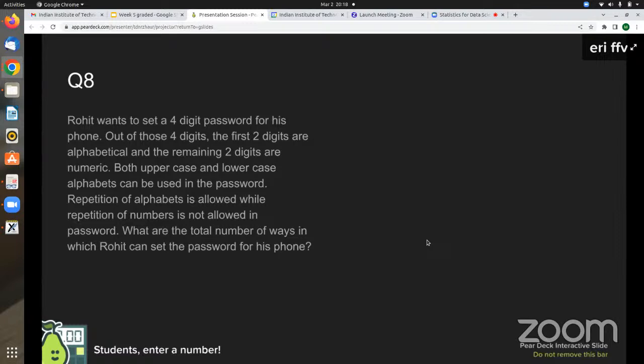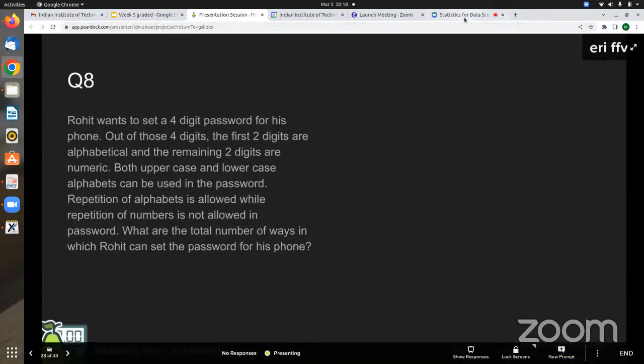Question 8: Rohit wants to set a 4-digit password for his phone. Out of those 4 digits, the first 2 are alphabetical and the remaining 2 are numeric. Both uppercase and lowercase alphabets can be used, and repetition of alphabets is allowed, while repetition of numbers is not allowed. What are the total number of ways? We discussed this in the previous session also, but just try it once, then we'll discuss.